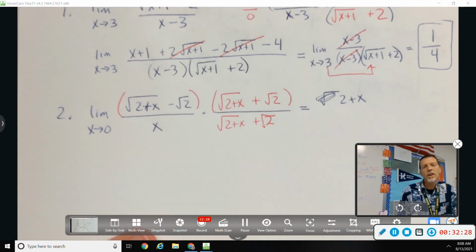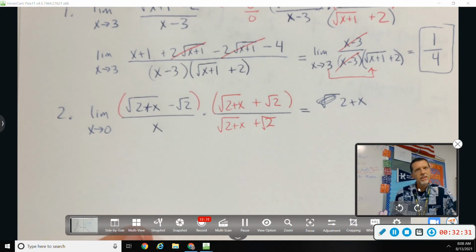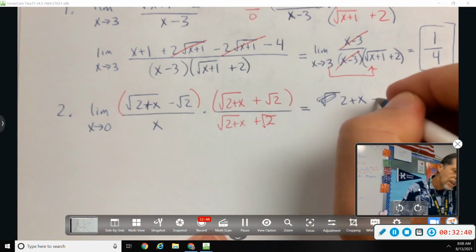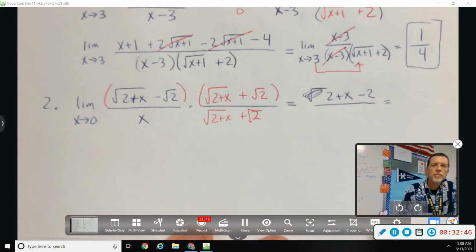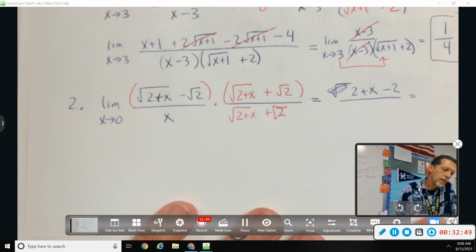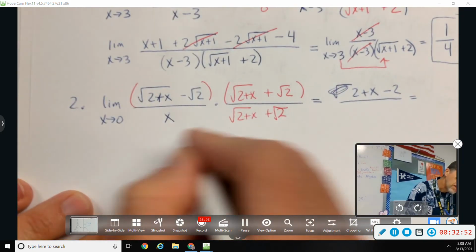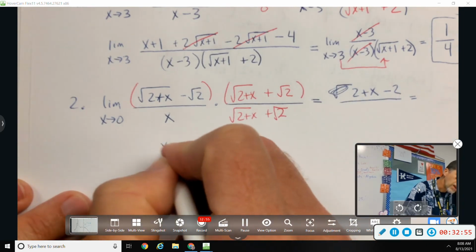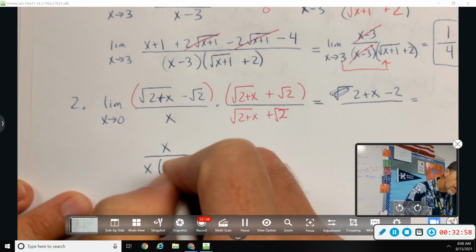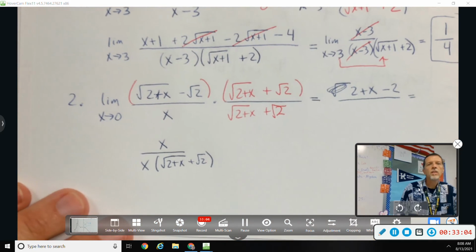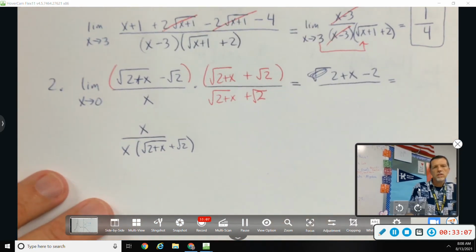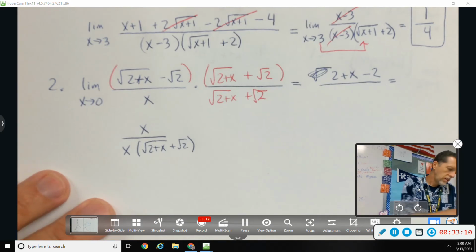And then what happens to the O and the I of FOIL? They cancel. So if you're comfortable not writing them out, that's fine. The whole point is to make them go away. And then the last would be minus 2. In the interest of time, I'm not going to rewrite the bottom. The top, let's see, the 2 minus 2 goes away. The x's cancel.